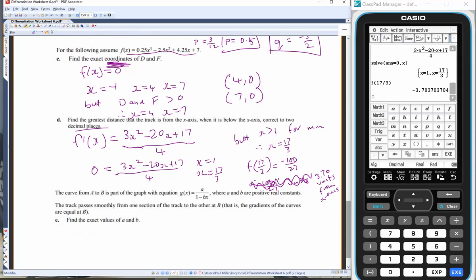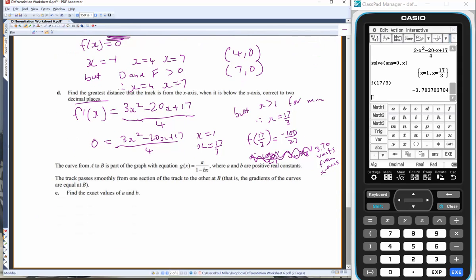All right, last question. Okay, the curve from A to B, so this will be the left-hand part of the function, is g of x equals where A and B are positive real constants. The track passes smoothly from one section of the track to the other at B. That is, the gradients are equal at B. Find the exact values of A and B.